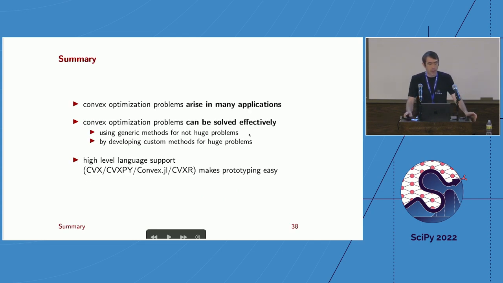In summary, convex optimization problems arise in many different applications. You're going to get to play with a lot of these today. We have a lot of exercises for you. And they can be used to solve medium scale problems generically, meaning you really don't even need to know what solver you're using. If you have a larger problem, you may need to think a little bit more about what solver you're using, but there's a lot of support for that as well. And these prototyping tools, these high-level languages, really make this all very easy, as you'll see today.